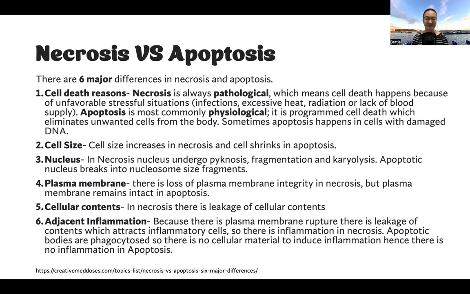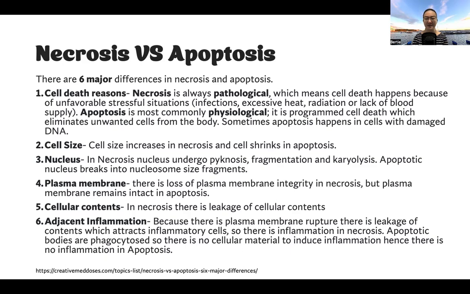Cell size. Cell size increases in necrosis and cell shrinks in apoptosis. Nucleus. In necrosis, the nucleus undergoes pyknosis, fragmentation, and karyolysis. The apoptotic nucleus breaks into nucleosome-sized fragments. Plasma membrane. There is loss of plasma membrane integrity in necrosis, but the plasma membrane remains intact in apoptosis.